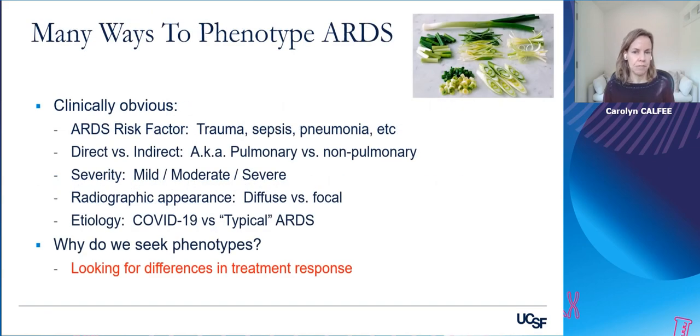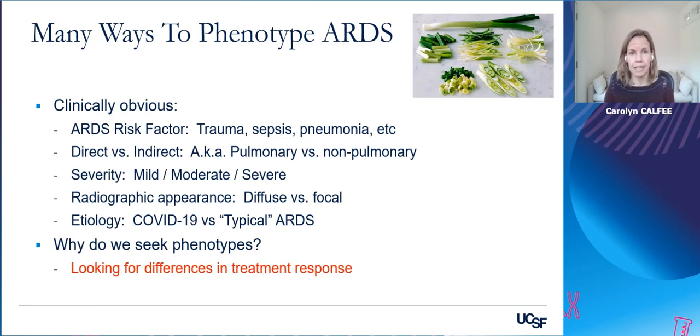So we can think about many different ways to phenotype or subtype ARDS, much as there are many different ways to slice an onion. Traditionally, this has been done in ways that I call clinically obvious, using the differences that we as clinicians observe at the bedside. For instance, ARDS risk factors, trauma versus sepsis, direct versus indirect, severity, mild, moderate, or severe, radiographic appearance, diffuse versus focal, and most recently, of course, etiology in COVID-19 versus typical ARDS.